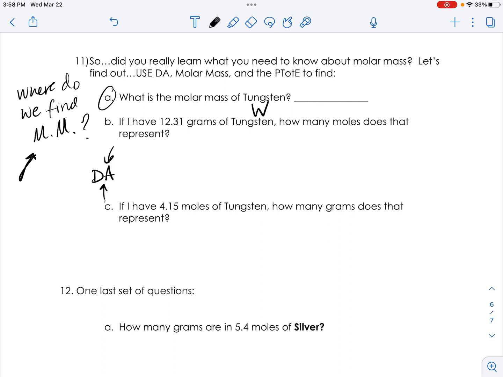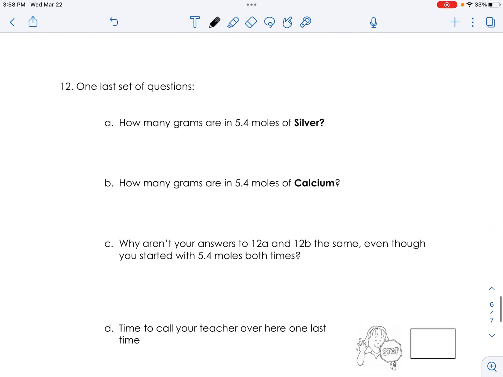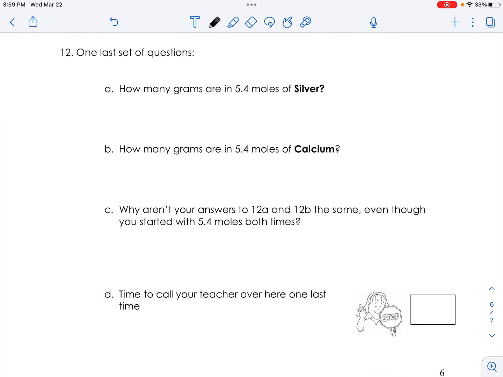Then for B and C, you're going to need to do some dimensional analysis. You're starting with 12.31 grams or 4.15 moles. And then you're converting to either moles or grams. And you've got to use the conversion factor that you get for tungsten, the molar mass. Okay? One last set of questions. You guys can do this on your own at this point as well.